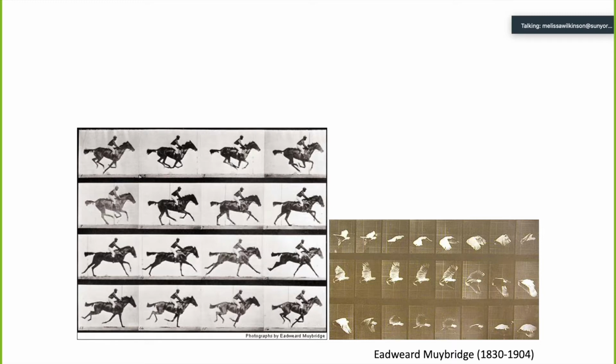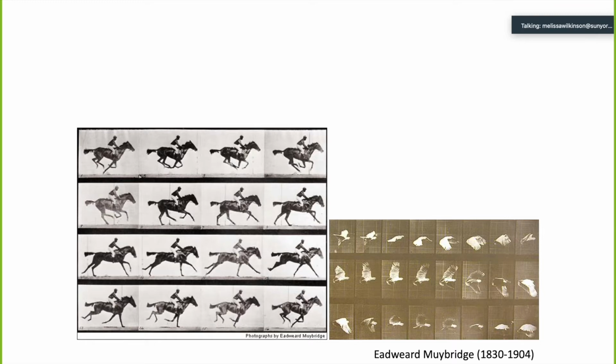Had a couple drinks, had a little bit of a bet going, and the bet was when a horse is at a full gallop, does it ever have all four of its legs touching the ground at the same time? And so what he did is he set up a whole series of cameras, like 30 or 40 of them, set up, rigged it, and timed it so that the camera would go off.